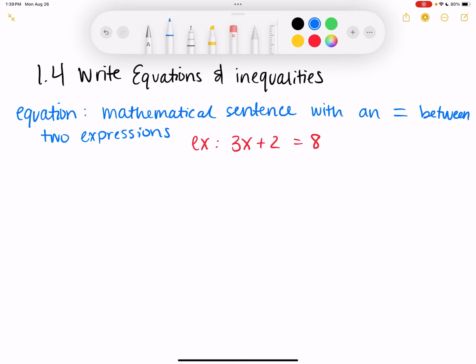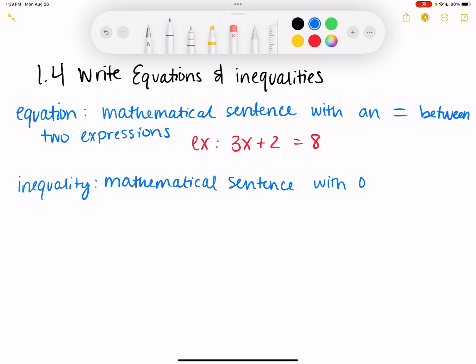An inequality is a mathematical sentence with one of the following symbols. And that would be either a less than, less than or equal to, a greater than, or a greater than or equal to between the two expressions.